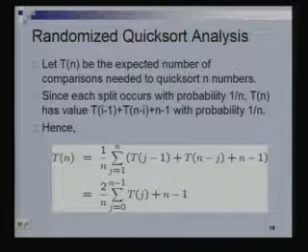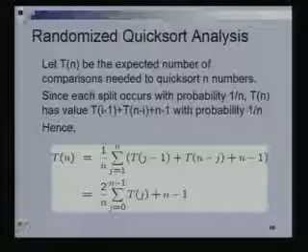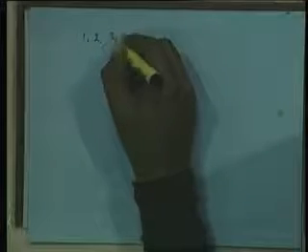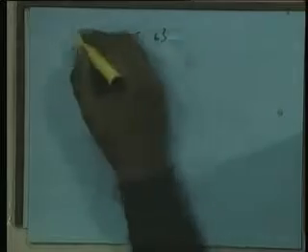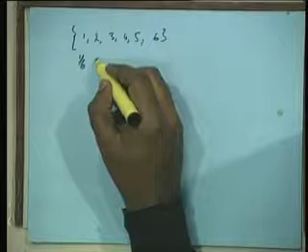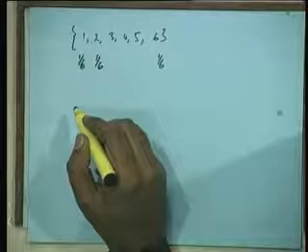Everyone with me on this? Some doubt? What should I repeat? What did I just say? Anyone? What did I just say? Throw a dice. So what are the possible values you get? 1, 2, 3, 4, 5, 6. It's an unloaded dice, so each appears with the same probability. Okay.